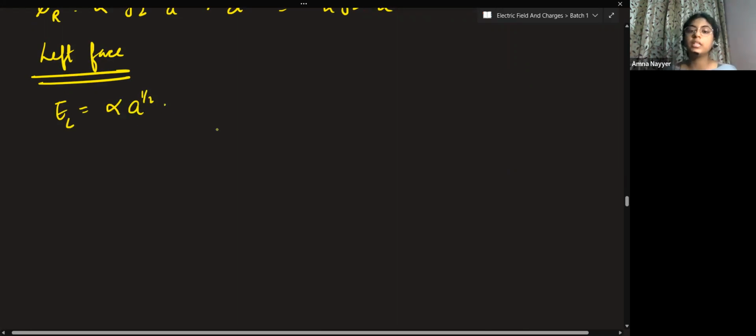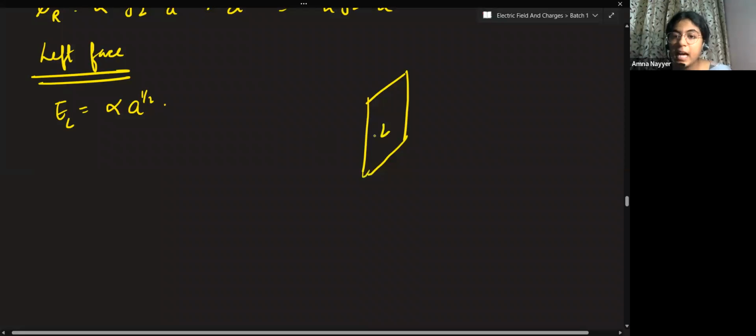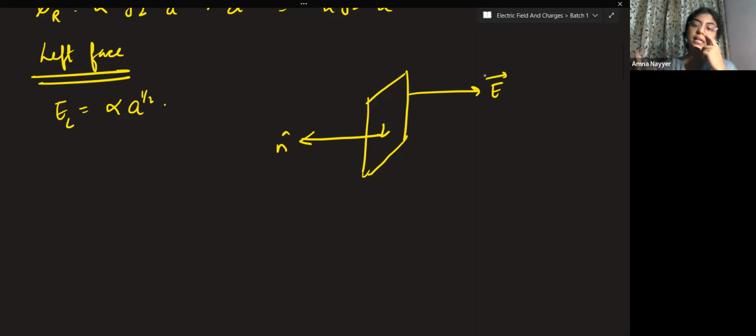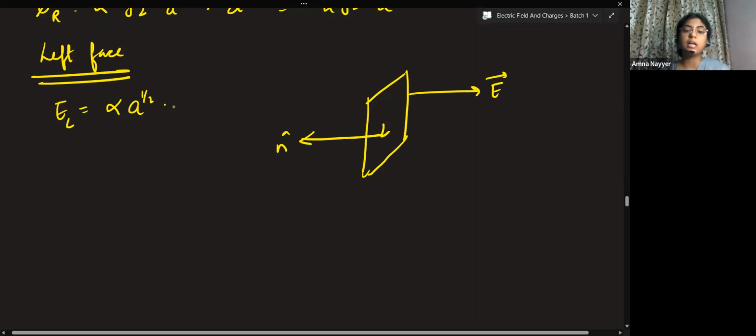Now one more thing. For the left hand side face, N cap will be directed perpendicular, outside the cube, in this manner. Electric field is directed in this manner. So what is the angle now? Now the angle is not 0 degrees. Now the angle is 180 degrees between the electric field and the area vector.